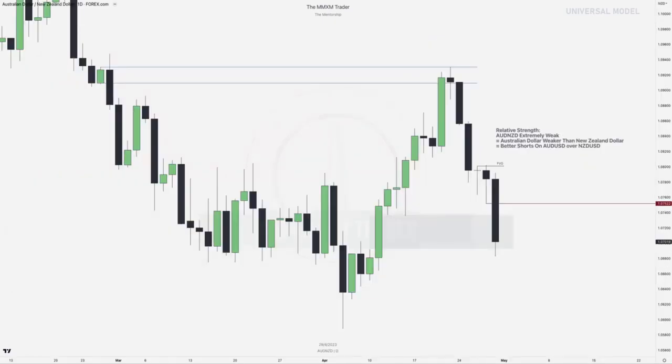So over here we've got an Australian dollar, New Zealand dollar daily chart, right? And this is going about relative strength analysis, right? So over here, if we want to trade AUD USD, for example, or NZD USD, we go to Australian dollar, New Zealand dollar to see which one is more weak or which one has more strength. And over here, you can see AUD NZD is extremely weak, right? Because we can see price action continues to dive deeper and deeper, making NZD stronger than Australian dollar. So in this occasion, Australian dollar is weaker than the New Zealand dollar. So you had better shorts on AUD USD over NZD USD.